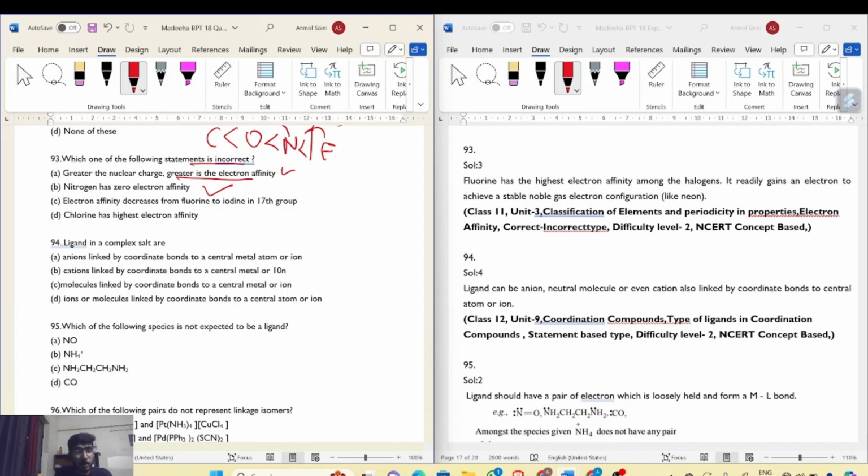Now, electron affinity decreases from fluorine to iodine in the 17th group. Yes, electron affinity generally decreases, but from fluorine to iodine there is an exception: the highest electron affinity will be of chlorine, followed by fluorine, then bromine, then iodine. So this is our incorrect statement, and this will be our correct option. And fluorine has the highest electron affinity. Yes, this is also correct. So the correct answer will be option number 3.